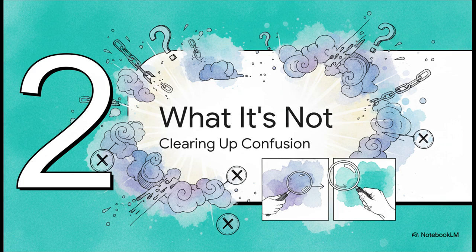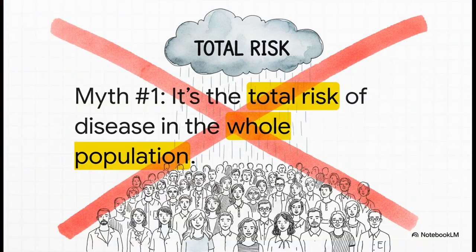Sometimes the best way to really get what something is, is to get crystal clear on what it isn't. So, to make sure this idea really sticks, let's bust a few common myths. All right, myth number one. This is a big one. People often think attributable risk is just the overall risk of getting a disease, for everybody. And look, it's an easy mistake to make, but it completely misses the whole point of the measurement.